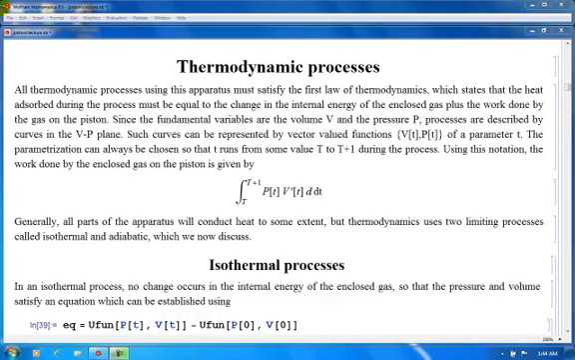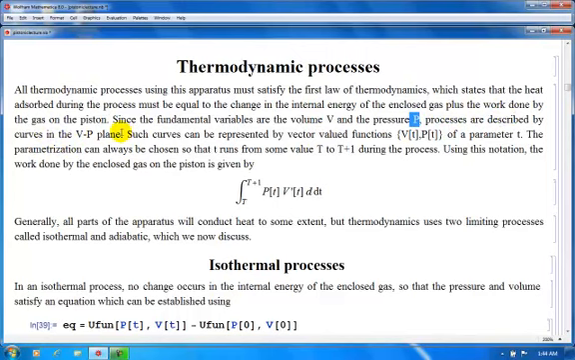Yeah, so all thermodynamic processes using this apparatus must satisfy the first law of thermodynamics, which states that the heat absorbed during the process must be equal to the change in the internal energy of the enclosed gas plus the work done by the gas on the piston. Well, since the fundamental variables are the volume V and the pressure P, processes are described by curves in the VP plane.